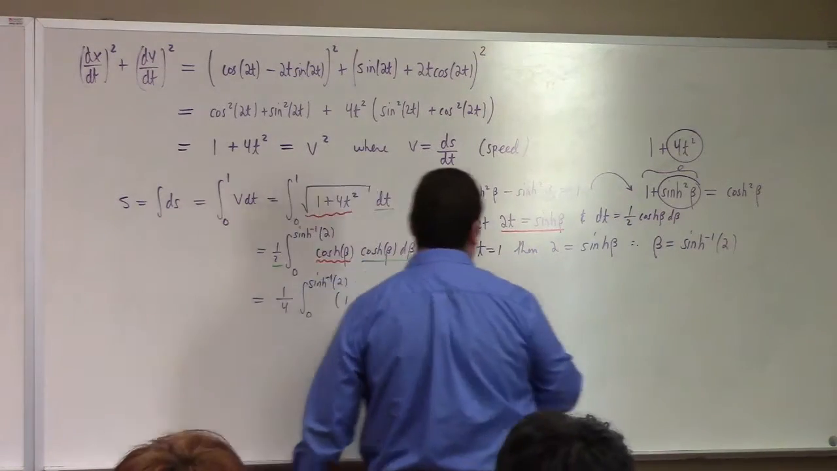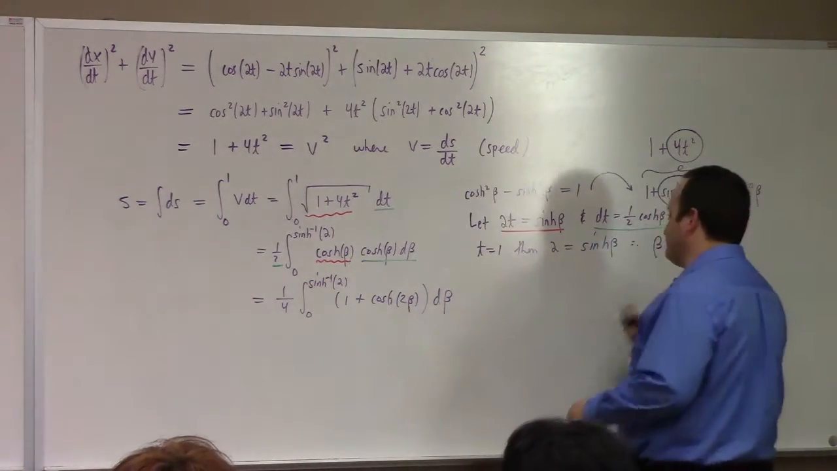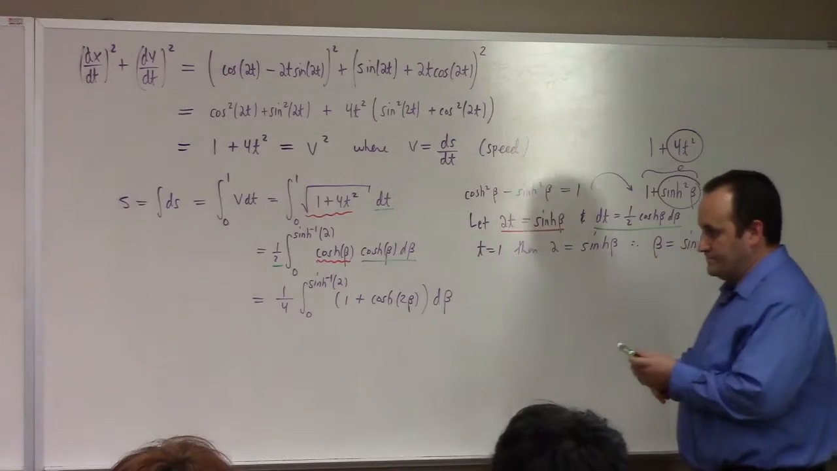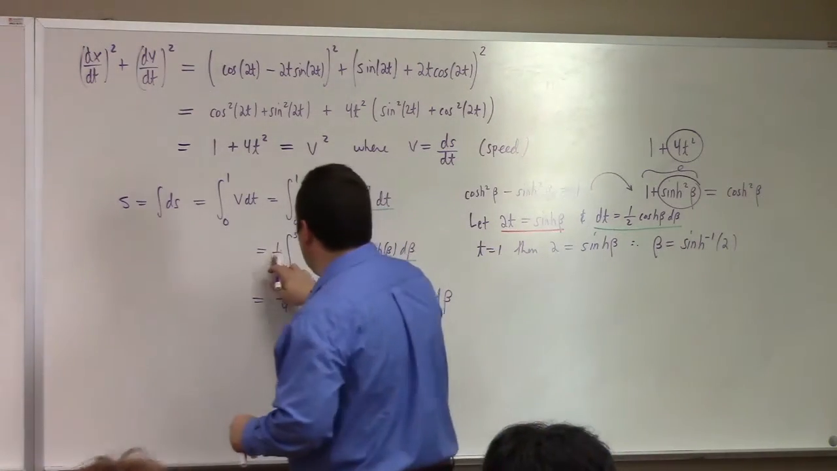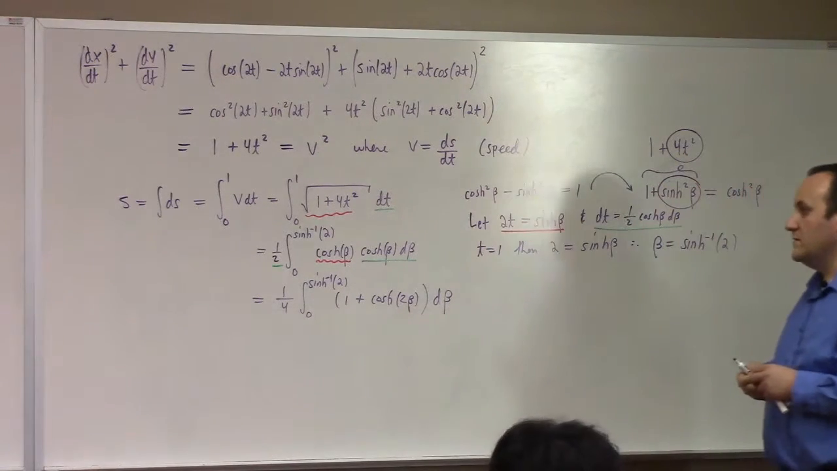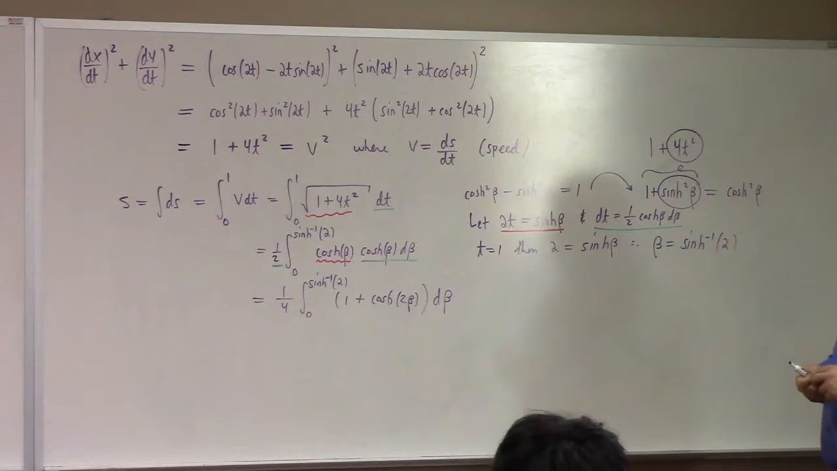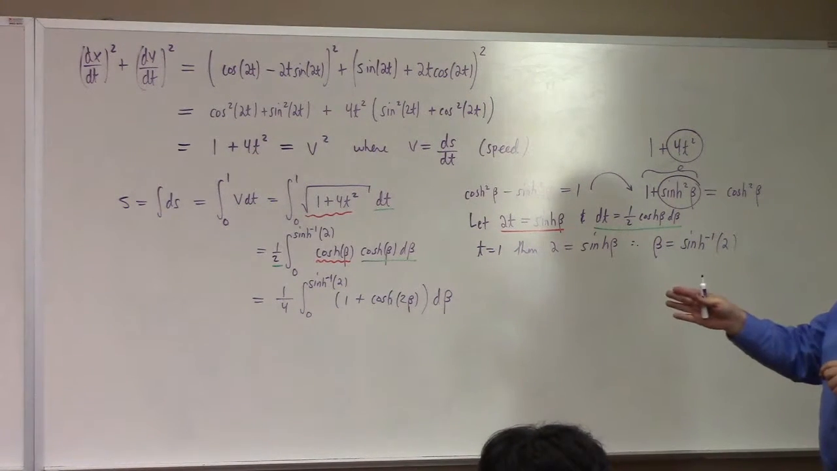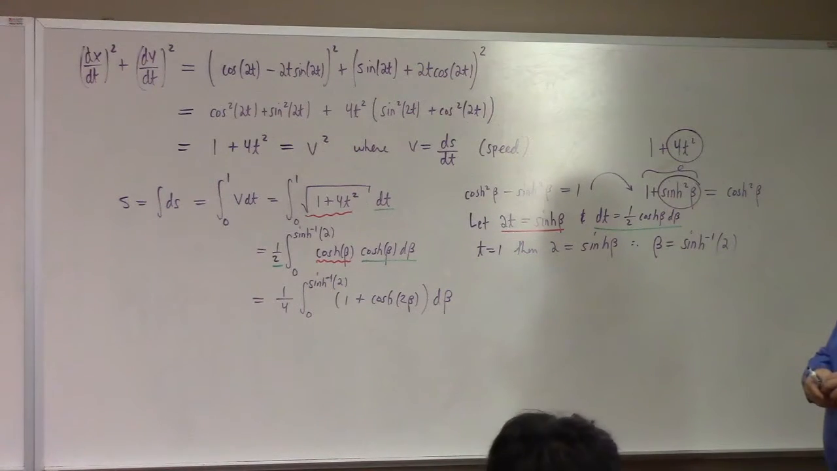This half I pulled out front. That's from this. And then I had to change the bounds as well. Right, 0 goes to 0. 1 gives me 2 equals sinh beta, so beta is inverse hyperbolic sine of 2. Cosh squared is 1/2 of 1 plus cosh 2 beta.